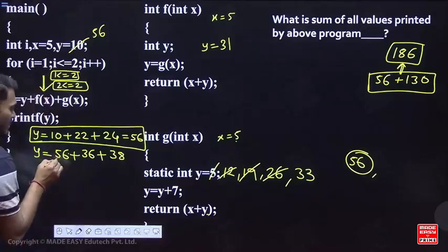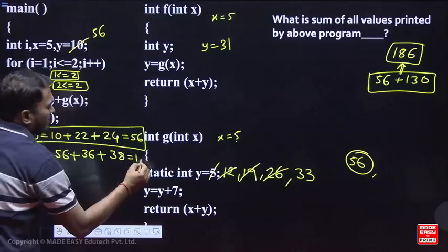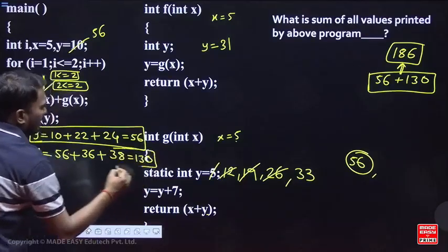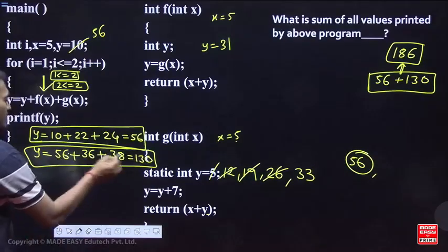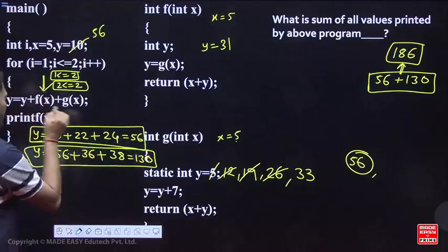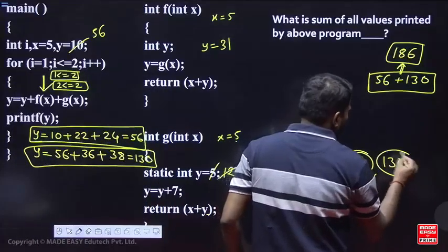Now tell me, 56 plus 36 plus 38. What is the total value of this? 130. Okay, 130. Check it out. 56 plus 36, is it matching? 130 is correct. Right, I am just checking. 56 plus 36 plus 38, so that is 130. So 130 will be printed on the screen. So the second output it is printing on the screen is 130.